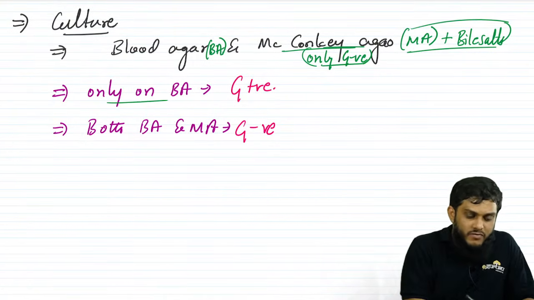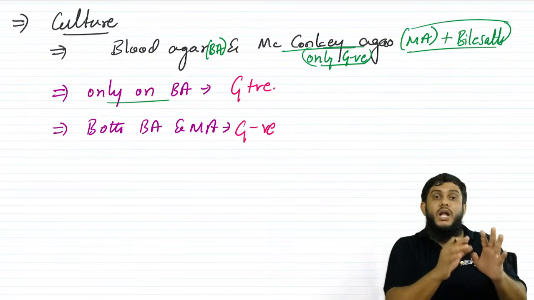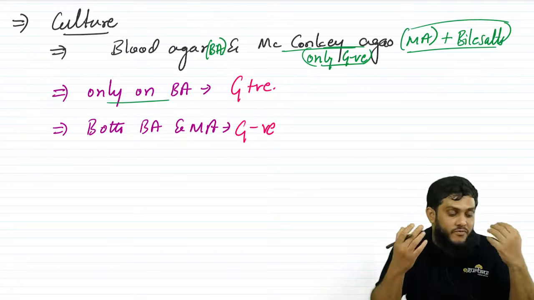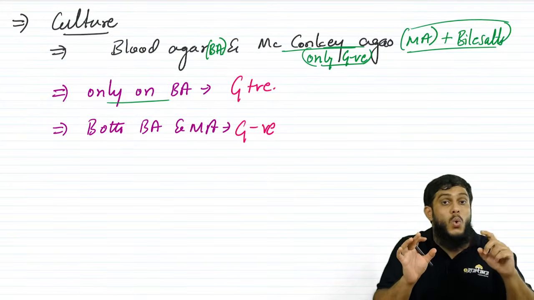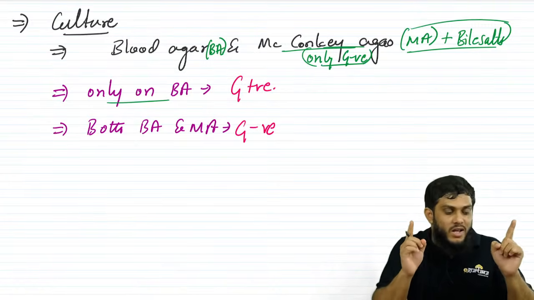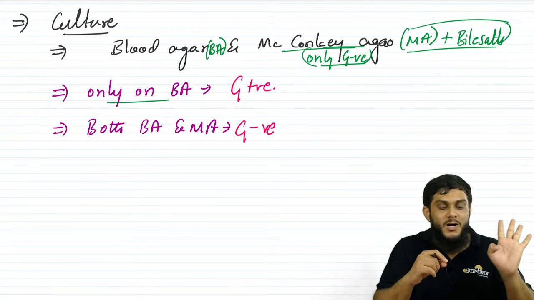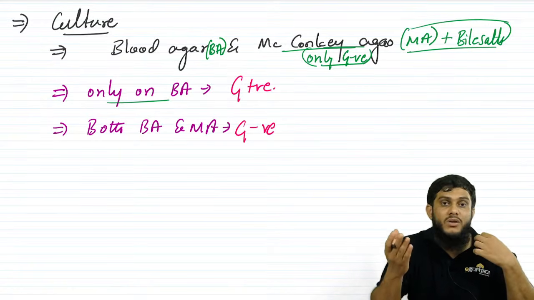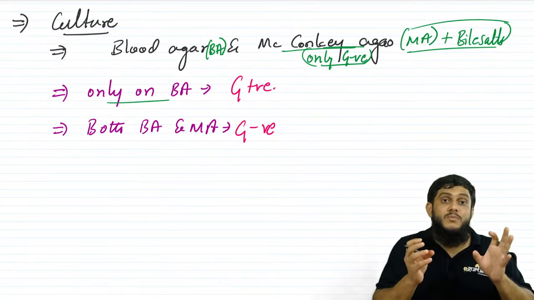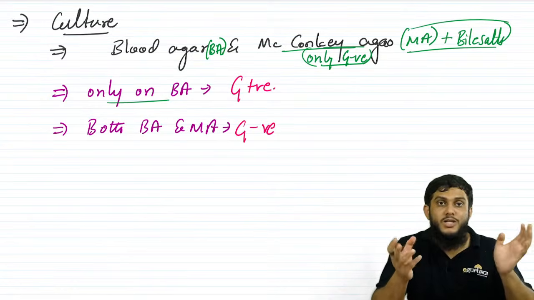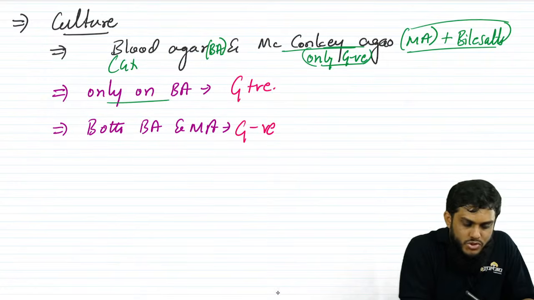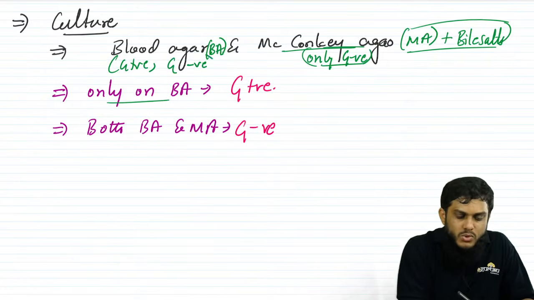So when we add the sample on both the agars, blood agar and MacConkey, and after that when we see the growth, if the organism has grown only on blood agar, not on MacConkey, then we can say the organism is gram positive. That's why, because on MacConkey only gram negative grows; gram positives are inhibited because of the presence of bile salt. Now, if the organism is growing on blood agar and also MacConkey, then you can say the organism is gram negative because it is growing on MacConkey. Because on blood agar, gram positive also grows and gram negative also grows.